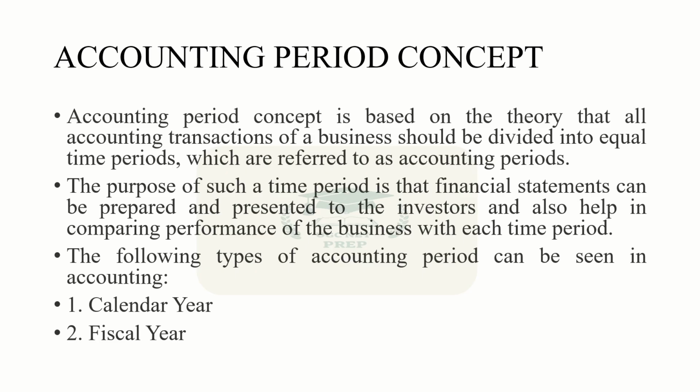Another one is the accounting period concept. Generally, the transactions recorded in a business are segregated into different equal time periods, which are referred to as accounting periods. The accounting period is recorded in terms of a calendar year or a fiscal year. The calendar year usually starts from 1st of January, and the fiscal year starts from 1st of April.